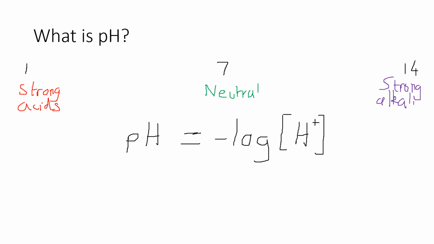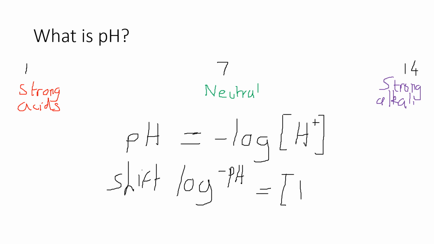If you need to go from pH back to H+, then what you do on your calculator is press shift, then log, and then it would just be minus whatever your pH value is, and that'll give you the concentration of H+. So you can convert between pH and H+ relatively straightforwardly.